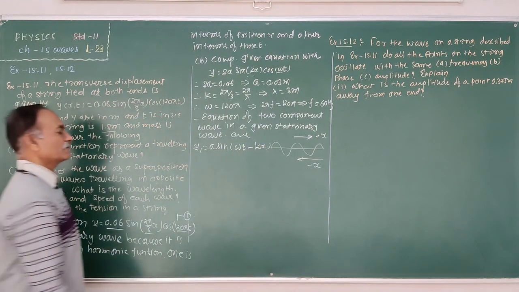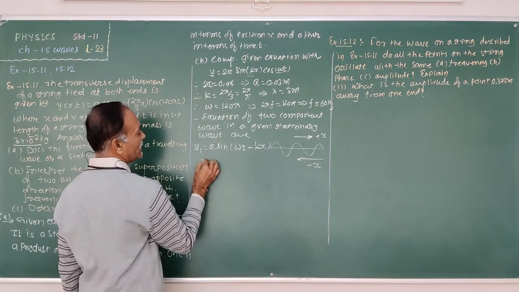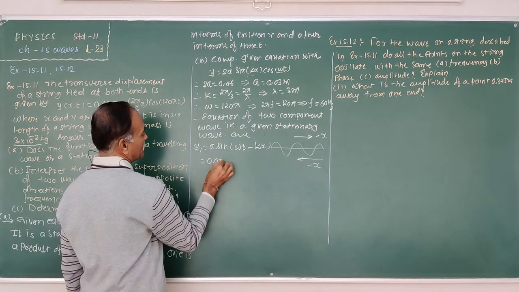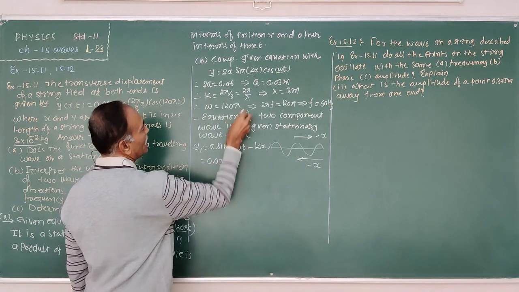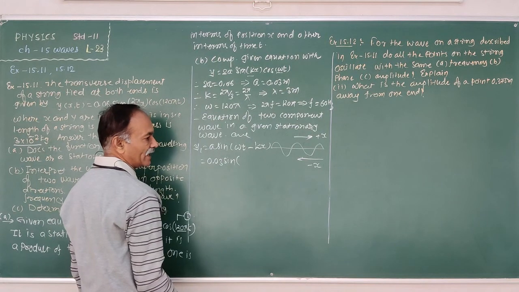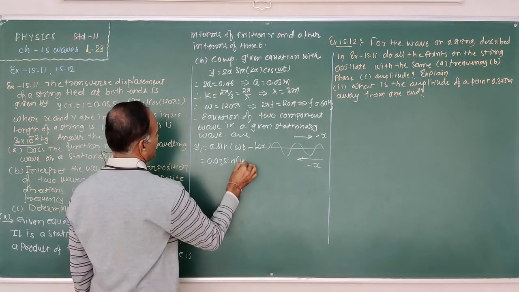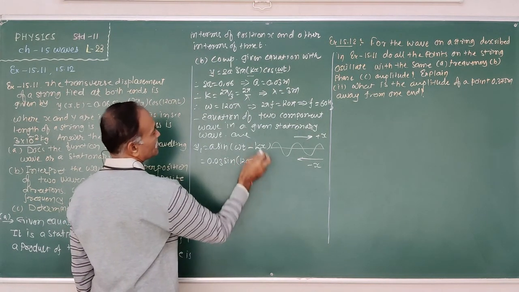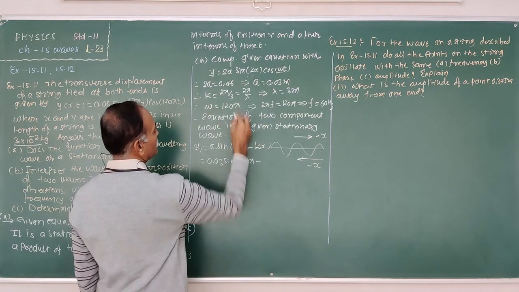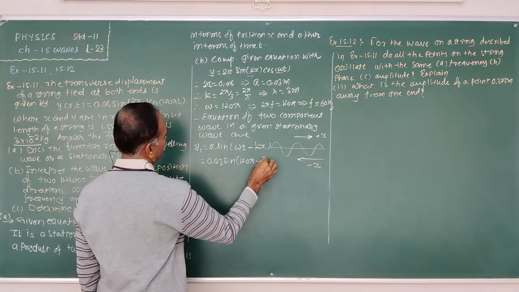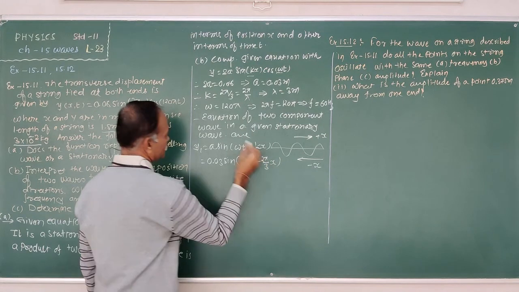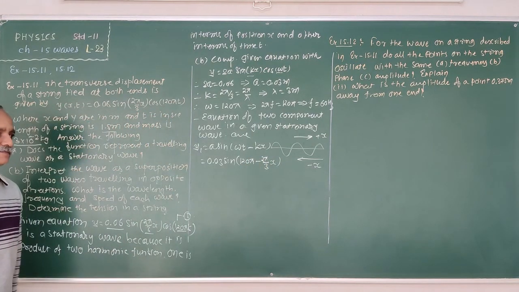Substitute the value of a, omega, and t. That is 0.03 sin. Omega is equal to what? 120 pi. Therefore, sin(120 pi t minus kx), where k gives us 2 pi by 3 x. This is the one equation.